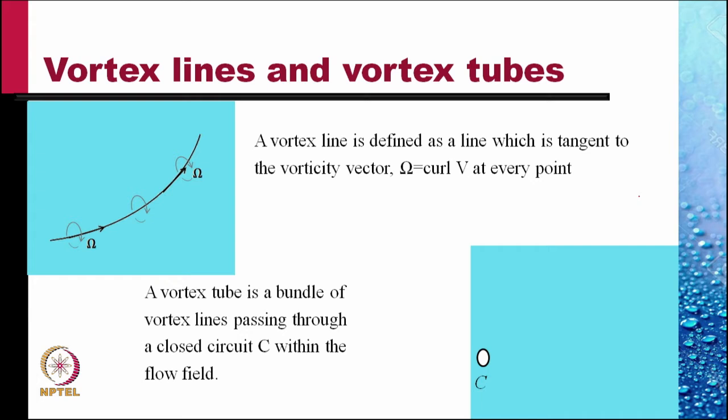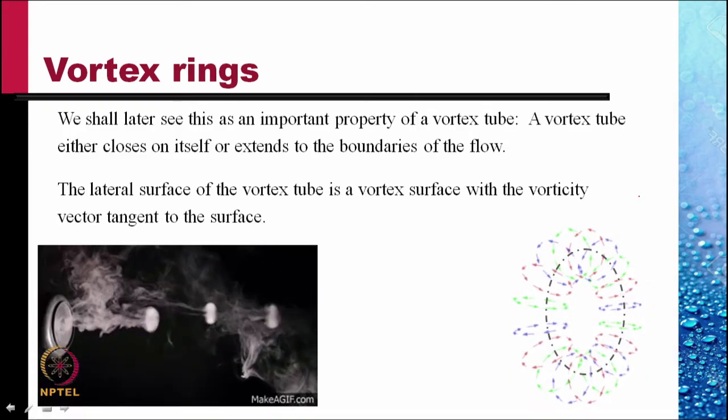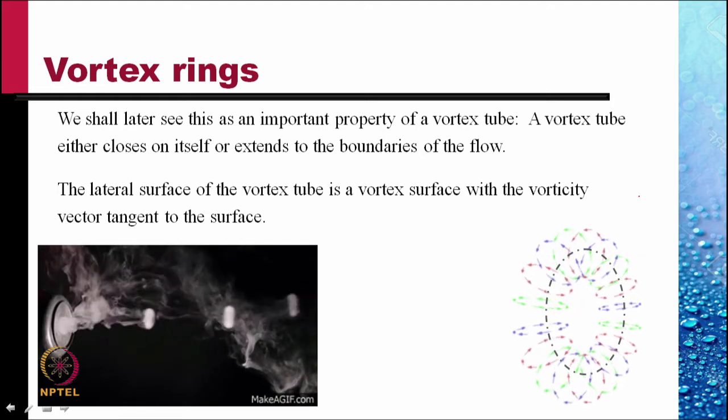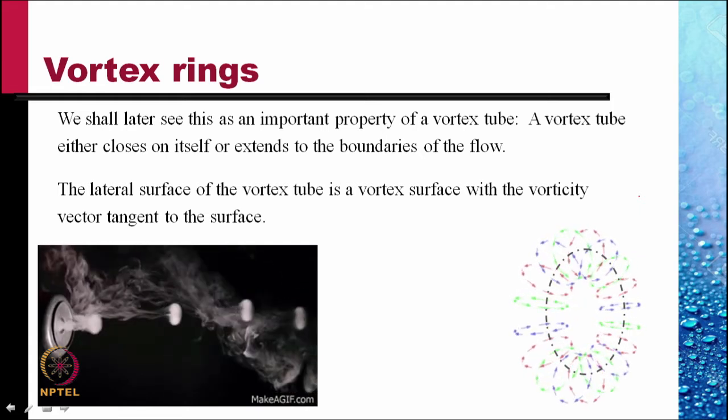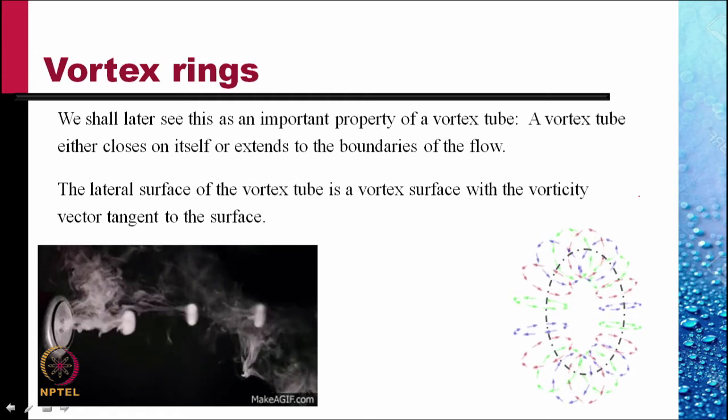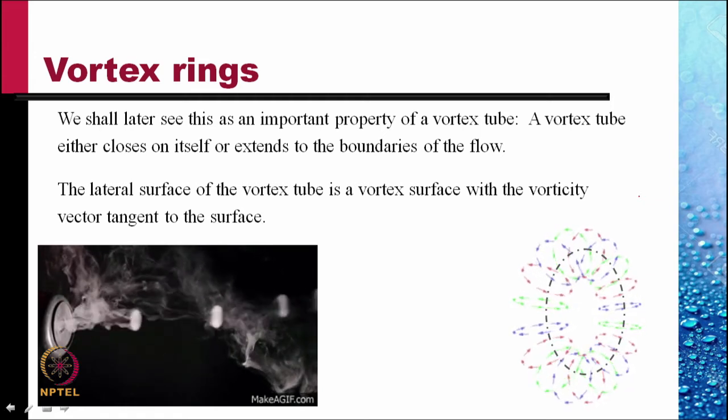Imagine a circuit C as shown. From every point of this, we pass a vortex line, and so these vortex lines would occupy a tubular region in space, and this tubular region is termed a vortex tube. We shall later see that an important property of a vortex tube is that it either closes on itself or extends to the boundaries of the flow.